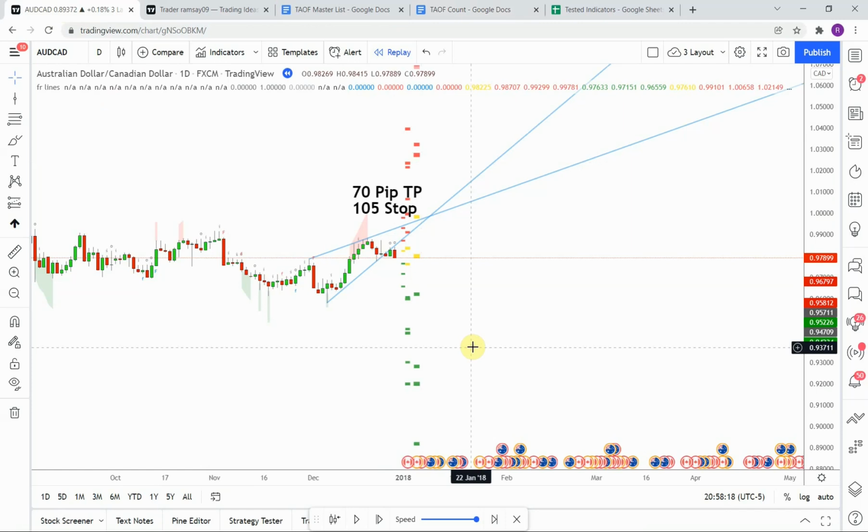Today we will be testing the 2 Fractal Trendlines indicator.